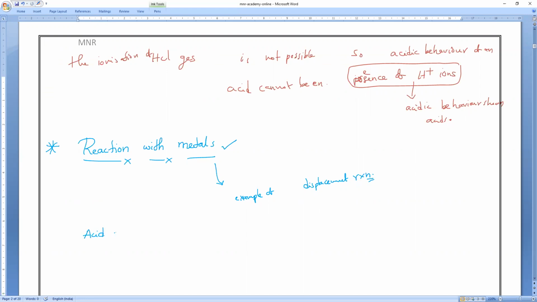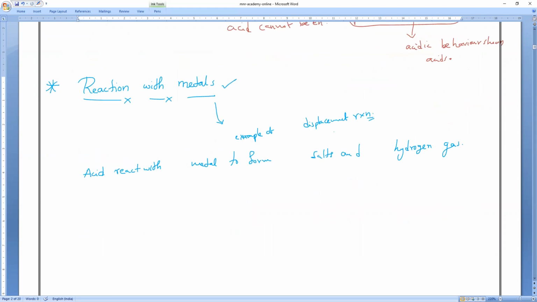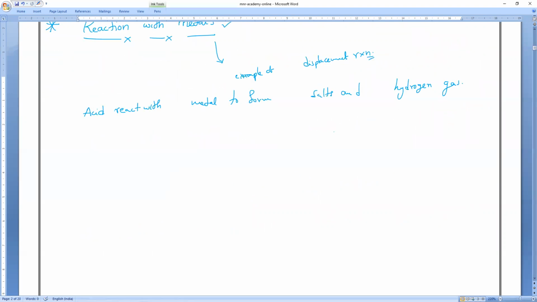So acid always reacts with the metal to form salts, and what gas will come? Hydrogen gas. Very important. Whenever a metal reacts with acid, remember that hydrogen gas is produced. The metal reacts with the acid and displaces the hydrogen gas from it. Those metals that can displace hydrogen, are they present above or below in the metal activity series?